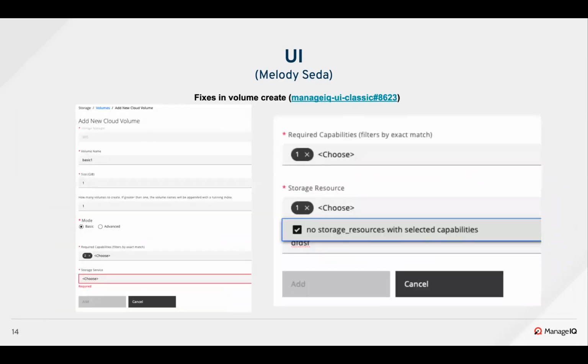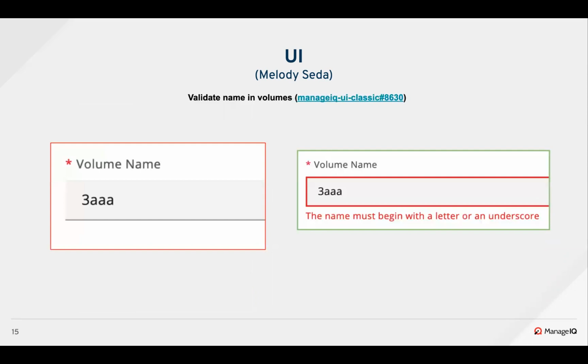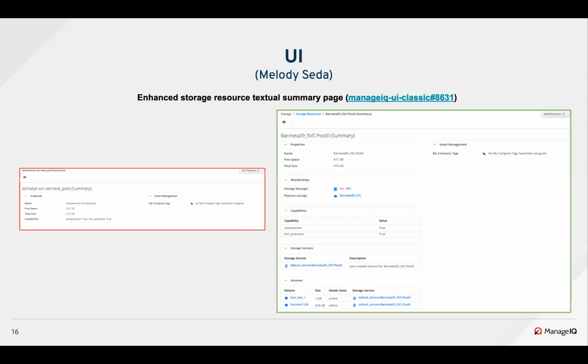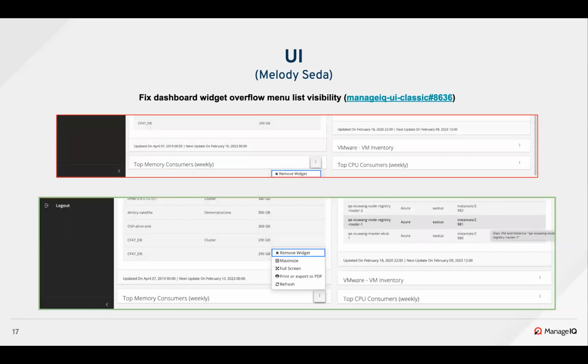The AutoSDE team also fixed a series of bugs in the volume create page related to the add button and the multi-select fields. They also added validation to the volume name check, as well as enhanced the storage resource summary page. Jeffrey also fixed a bug where the widget menu disappeared off screen if there was no space to render it, and now it's smart enough to render above where there is space.